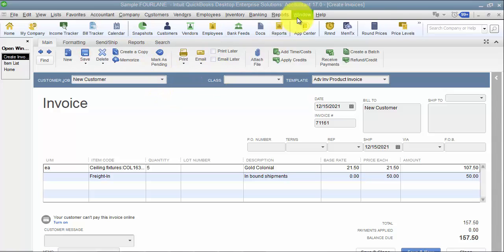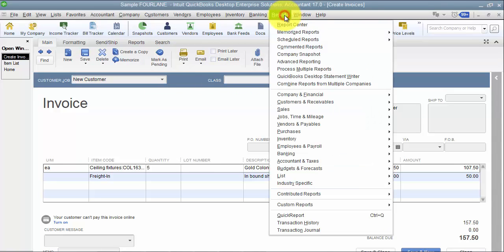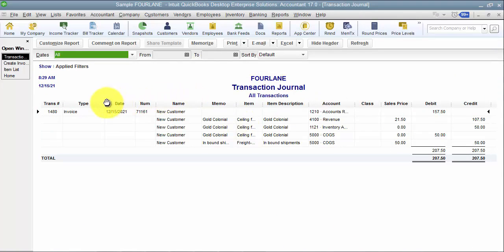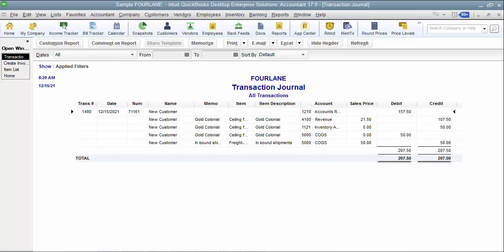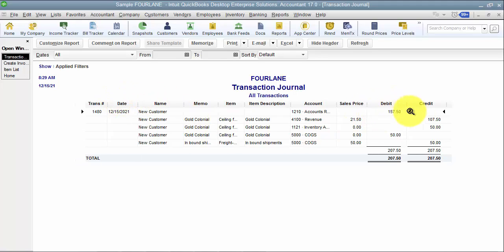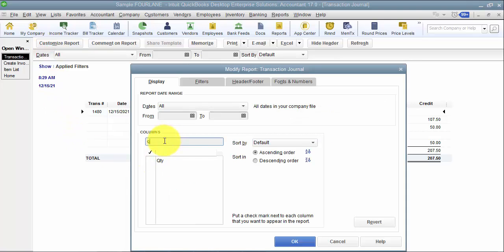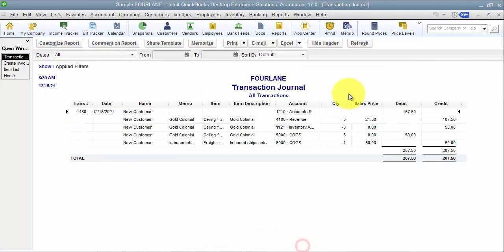Now let's go see behind the scenes what this does. Anytime you have any transaction pulled up in QuickBooks, you can go to Reports and Transaction Journal to see the debits and credits. Okay, so I'm going to get rid of some of these fields so we can take a peek. Now this transaction journal also does not show quantity, right? It's just showing the total debits and credits. So if I needed to add quantity, I can come in and add quantity here as well.